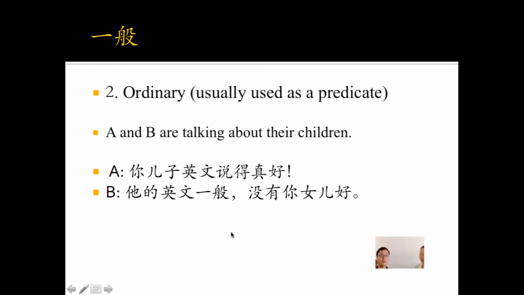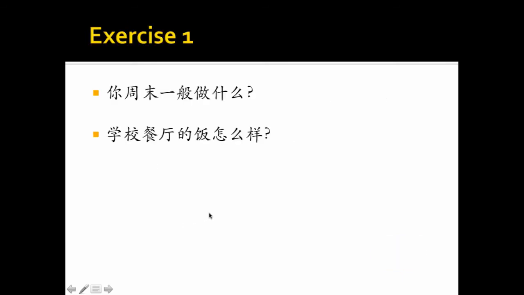To Americans, it is very normal to accept compliments, but Chinese people value the virtue of modesty and humbleness. So parent B tends not to be boastful, and he just understates his son's English ability. Time for exercise.